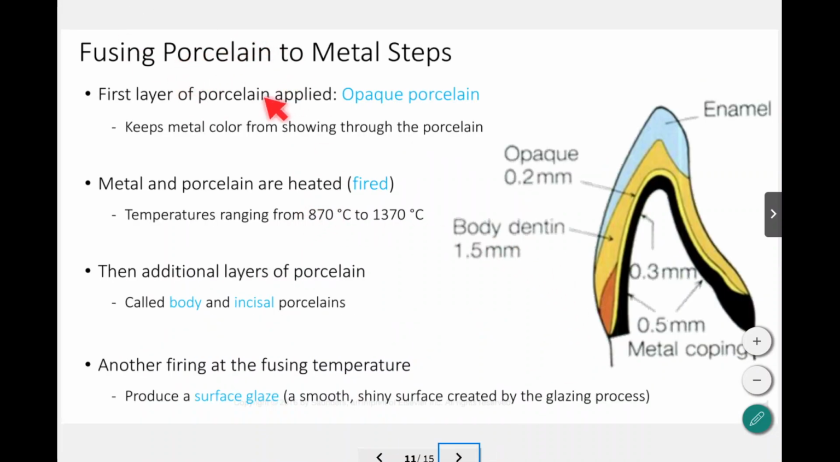Now, when we're talking about the porcelain fused to metal, there are multiple layers that they put on. I'll show you a video of how they actually make it. So this is our metal coping that we just made. Then they would put a layer of opaque porcelain, and this is so it will keep the metal color from showing, because this is just a silver color, and we don't want it to show on the tooth. So we make one layer of opaque porcelain, and then we would fire it, which heats it up really hard so they would bind together.